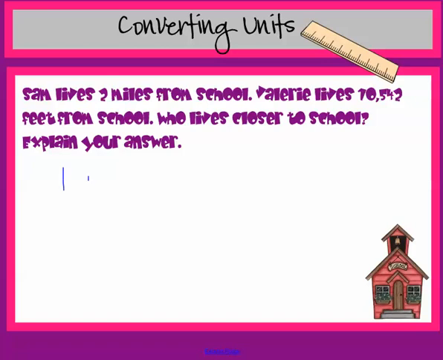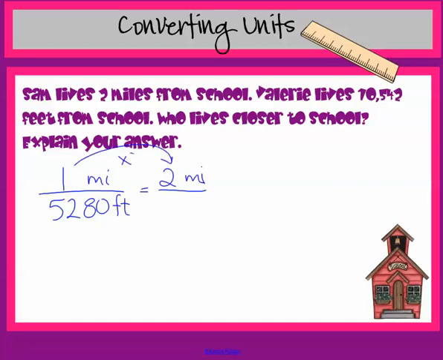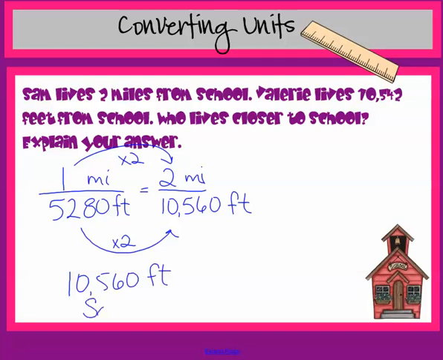So we know that 1 mile is 5,280 feet. So let's see how many feet are in 2 miles. So we can look at that conversion. We see a factor of times 2 up here. So we'll multiply 5,280 times 2, and that's going to give us 10,560 feet. And we'll compare that 10,560 feet, and I'm going to make a note that this is Sam's distance. And then we'll compare that to 10,542 feet, which is Valerie's distance.